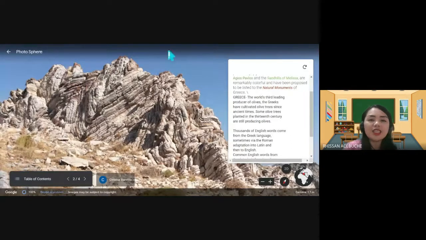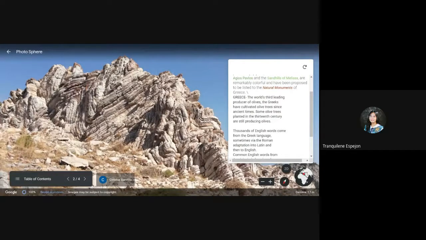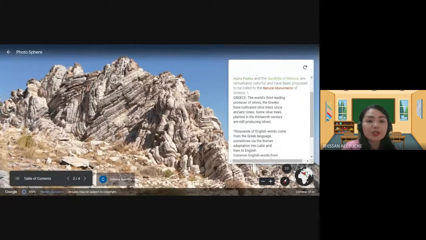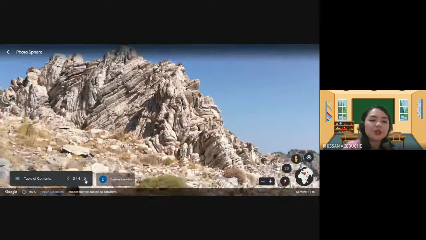So what do you see here? Tem Darwin, what do you observe? Yes, Espejon. The formation of the rock does not look uniform, and I believe that due to some form of high intense force made the structure that way. Wow, very good observation. So you think that it's not uniform anymore, or it's not in its normal form anymore. Good observation for that, Espejon. Now, we're done with Greece. Let's fly to the next destination.